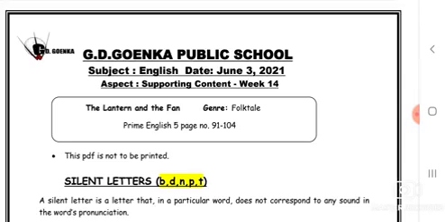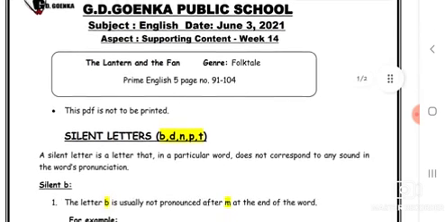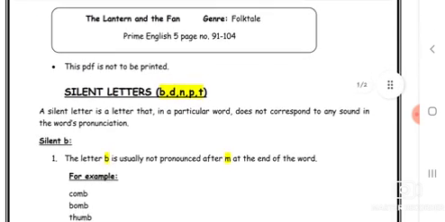In today's English class, we will learn about silent letters B, D, N, P, and T. Before we start, let's have a recap of what we have already learned. What are silent letters? A silent letter is a letter in a particular word whose sound is not heard in the word's pronunciation. We do not include the sound of that letter in the word's pronunciation.